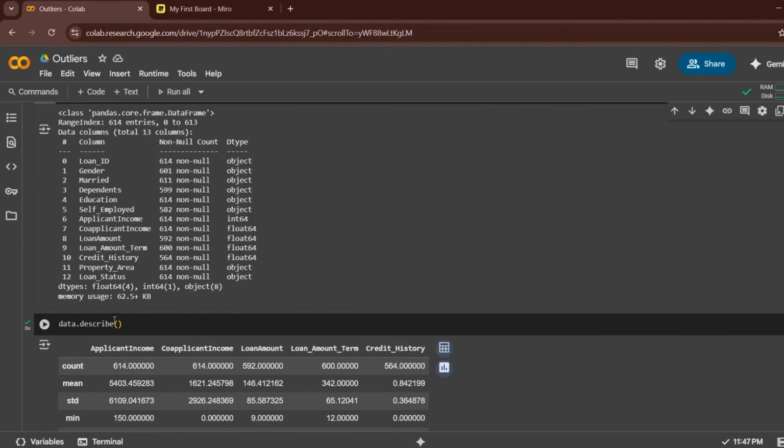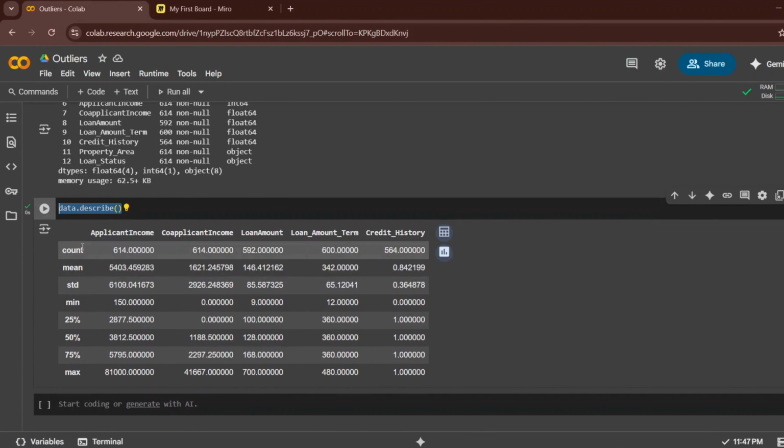Now we will use the data.describe command to find various values such as count, mean, standard deviation, minimum value, maximum value, and the values of quartiles for each of the columns. As I said in the theoretical part, we don't have to manually find the values of mean and standard deviation before finding the z-score. As you can see here, the values of mean and standard deviation for all of the columns are given here.